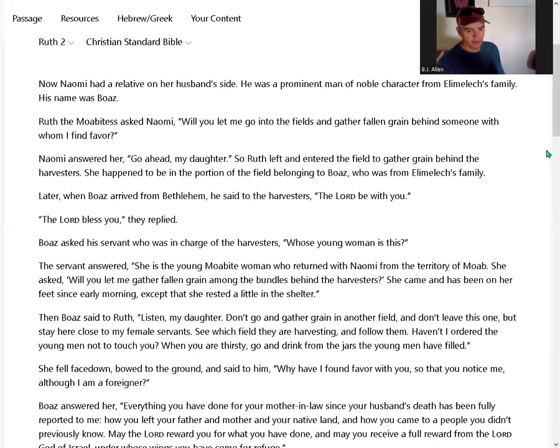Then Boaz said to Ruth, "Listen, my daughter, don't go and gather grain in another field. Don't leave this one, but stay here close to my female servants. See which field they are harvesting and follow them. Haven't I ordered the young men not to touch you? When you are thirsty, go and drink from the jars the young men have filled."